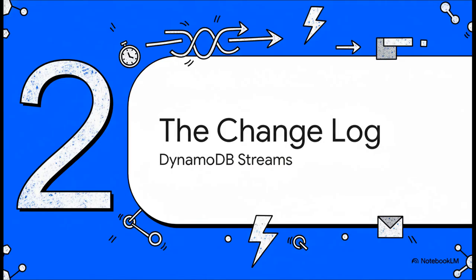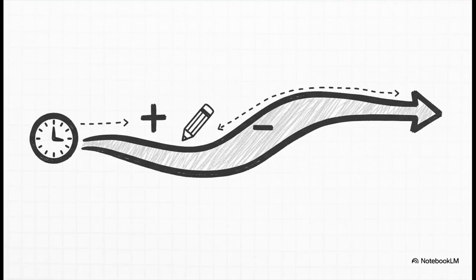But what if you need to do more than just store and retrieve data? What if you need to react to that data changing in real time? Well, that brings us to our next section, the changelog, also known as DynamoDB streams. And this is where things get really, really cool. Put simply, streams give you a time-ordered log of every single change that happens to your data. Just imagine a perfect, unchangeable record of everything that has ever happened in your database, in the exact order it happened. That's what a stream is.